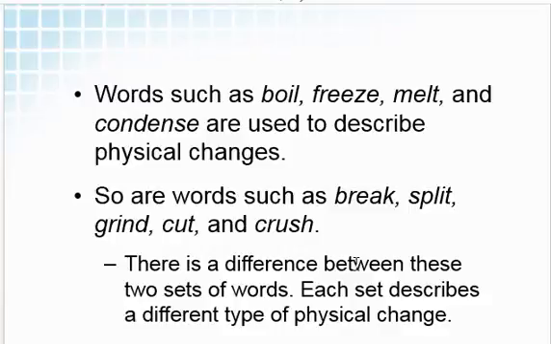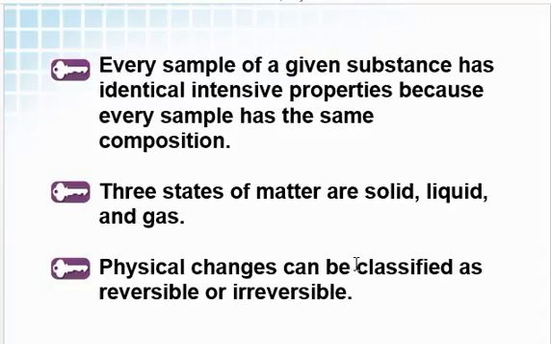Words like boil, freeze, melt, and condense are used to describe physical changes, not just the changes, but how we cause those changes. And so are words like break, split, grind, cut, and crush. These words are ways I can change the physical nature of a substance without changing the substance itself into something else. These are different kinds of physical changes. Every sample of a given substance has identical intensive properties because every sample has the same composition. Physical changes can be classified as reversible or irreversible, depending on whether you can go back to what it was before.